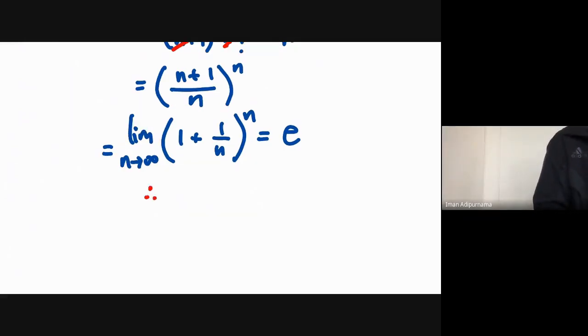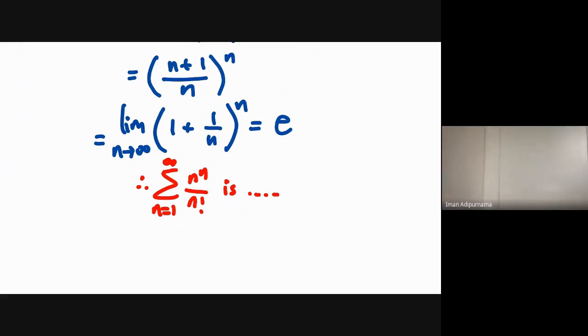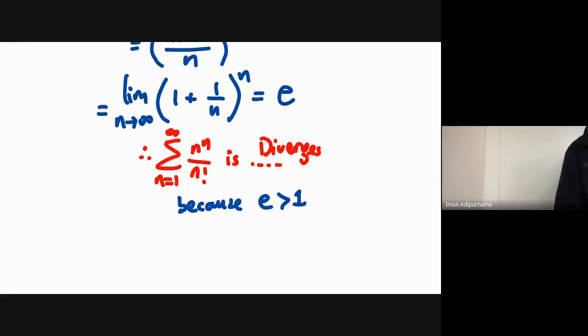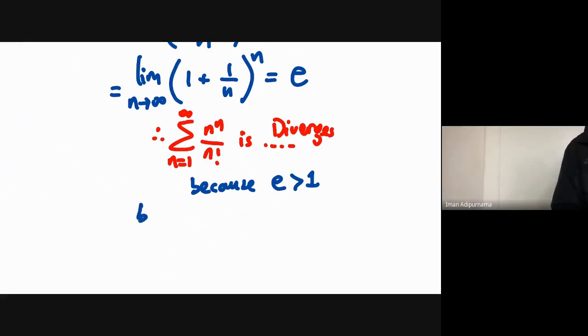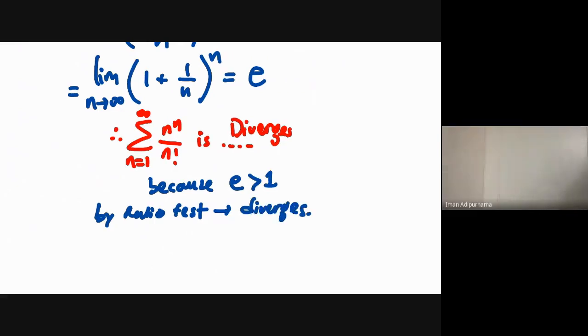And what is the conclusion? The series converges or diverges? Who says the series converges? Diverges? Yeah, it diverges, because e is greater than 1. So by the ratio test, it diverges because e is greater than 1.